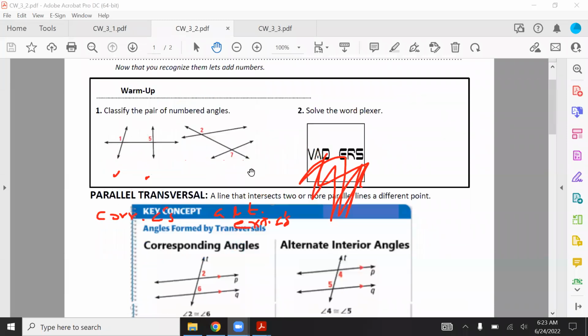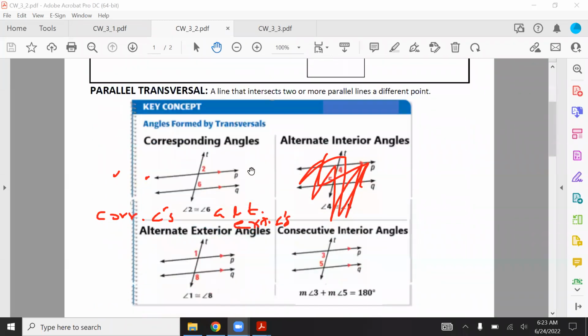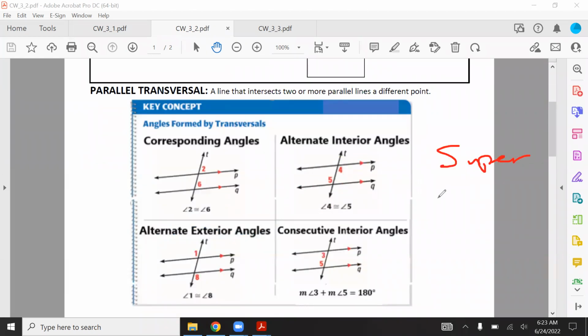Now, this is also a big deal. This is also super important, as I said in the previous video. Make sure you probably print this and have this somewhere in the front of your binder or whatever. It's so important. Corresponding angles are always going to be congruent to each other.